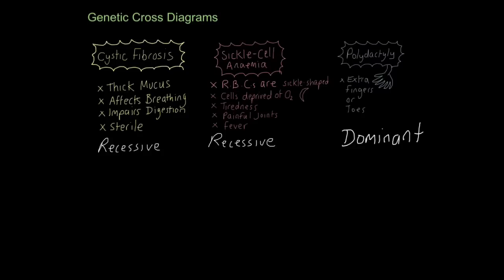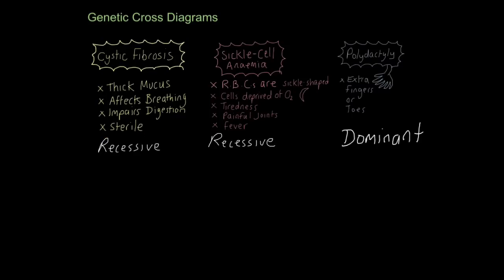Cystic fibrosis is a very serious condition where the sufferer will produce very thick mucus which is very hard to shift within the body. That affects our breathing as this thick mucus lines our lungs. It impairs digestion as the thick mucus lines our gut and blocks the pancreas from releasing digestive enzymes. And because it also lines our reproductive tracts, it can make us sterile.